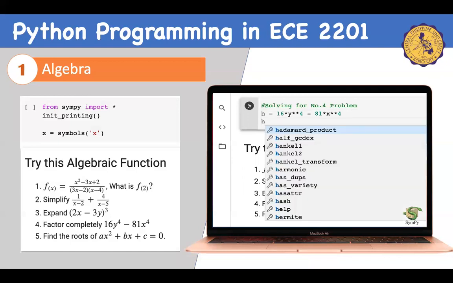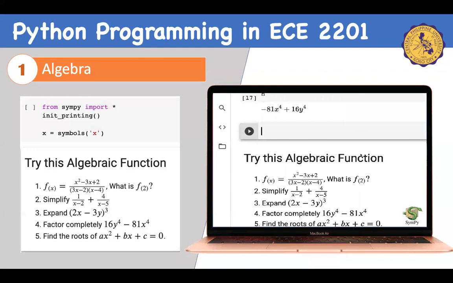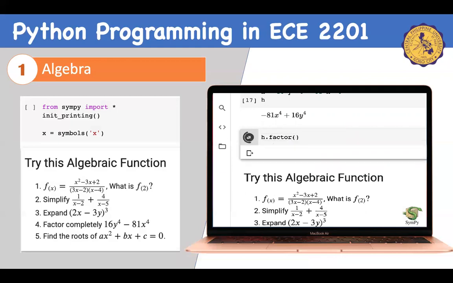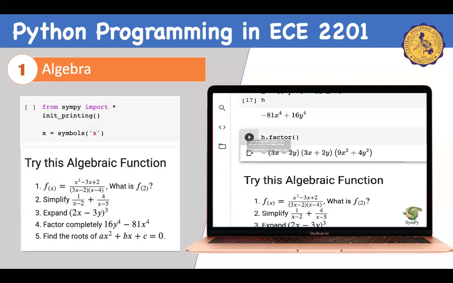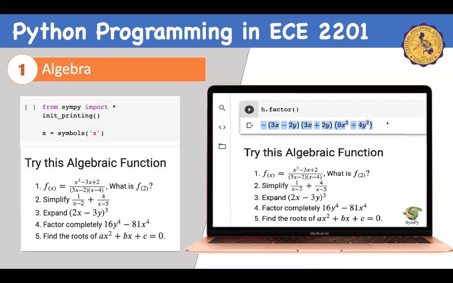Now let's try to display the terms. So these are the terms. Now it's correctly displayed. After that, we are going to factor it using factor, open and close parentheses. That's how you factor the binomial. That's now the result of the factor function. These are the factors of your binomial.